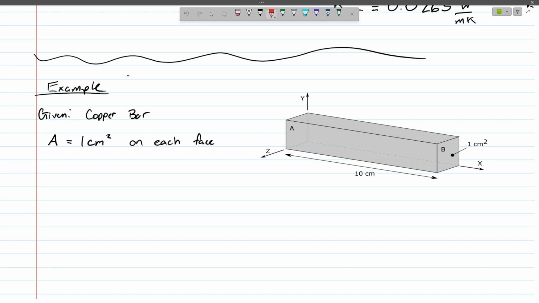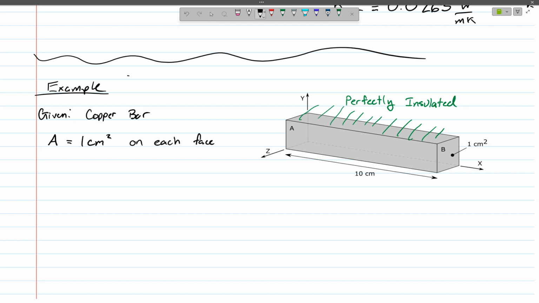Along all of the longer rectangular faces, all of the 10 centimeter by 1 centimeter faces here, these are all going to be considered as being infinitely insulated. So in our y and our z directions, we can assume that there's no heat transfer going on. The reason we do this is this allows us to boil this down to a one-dimensional problem in x only.